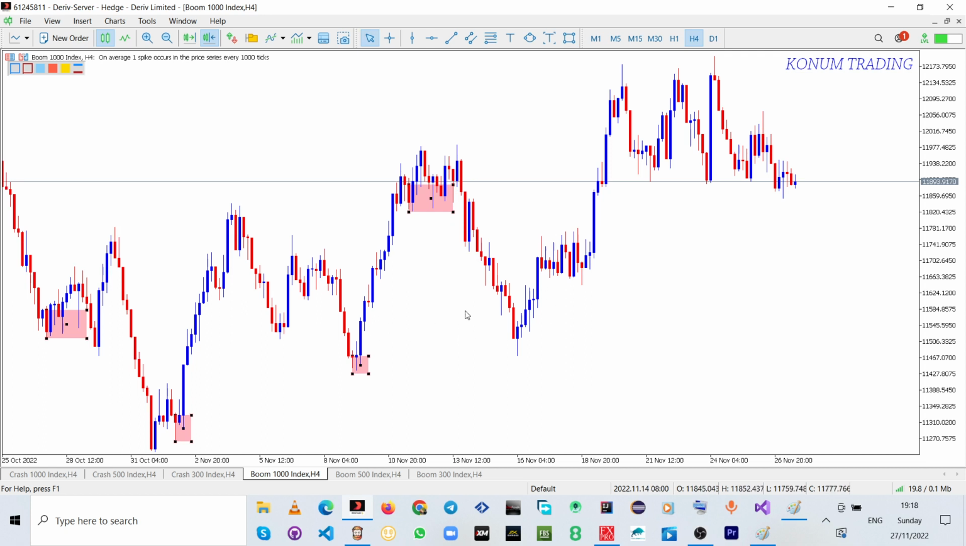More opportunities are coming. Money was made again right here. More opportunities are coming, and one was made right there. We got into this trade all the way up here.